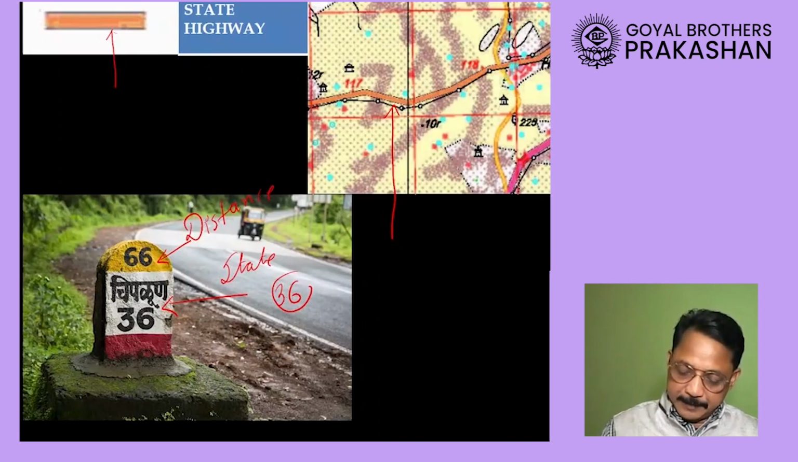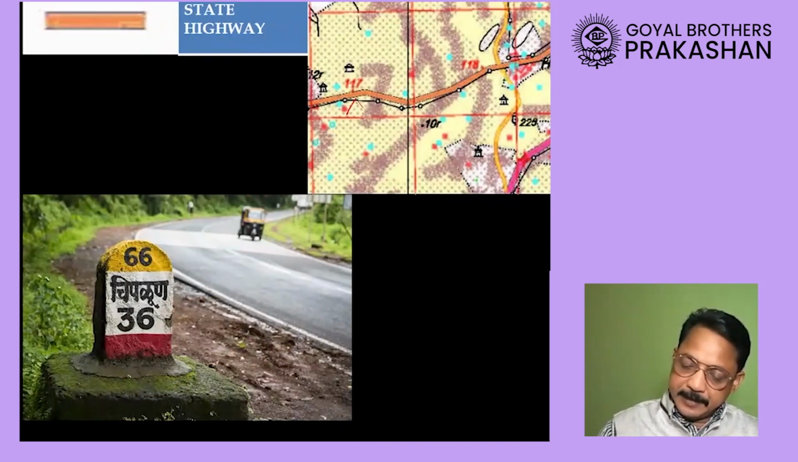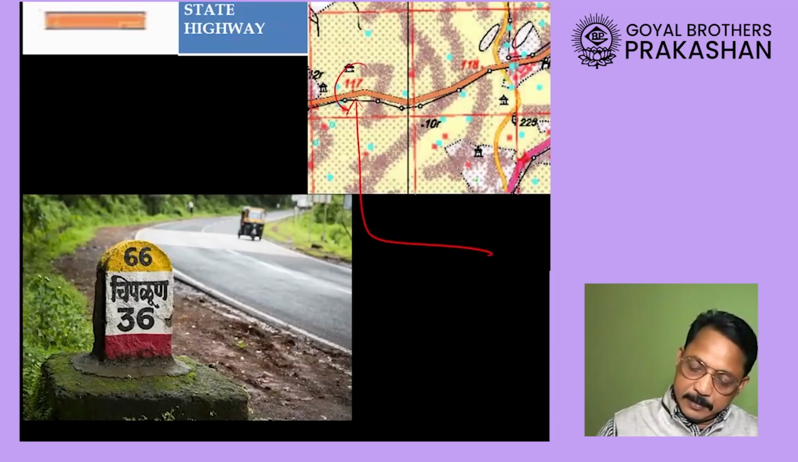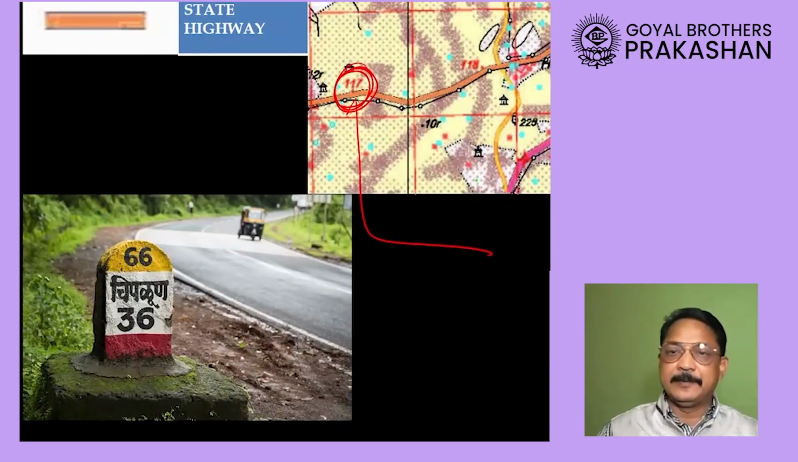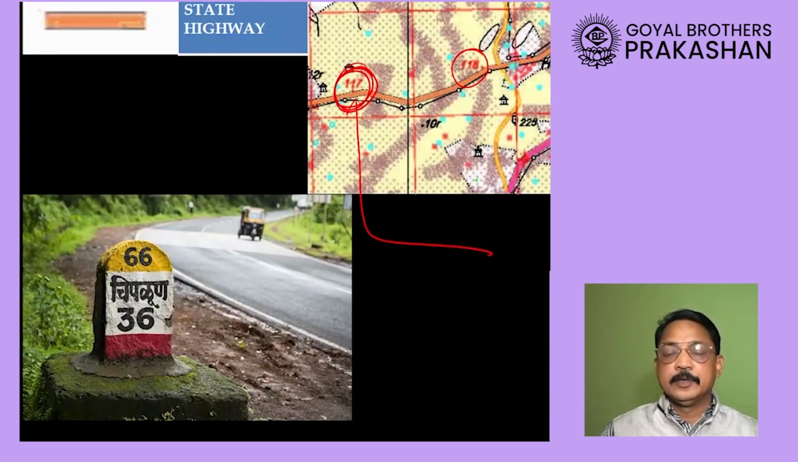And on a topography map, dear students, you find here this state highway and a number 117. So this 117 is a distance stone on this state highway. Then you find the number 118. This is also a distance stone. Please remember, distance stones are shown near a road.